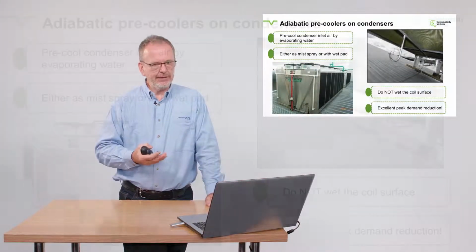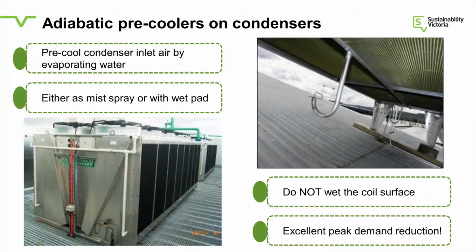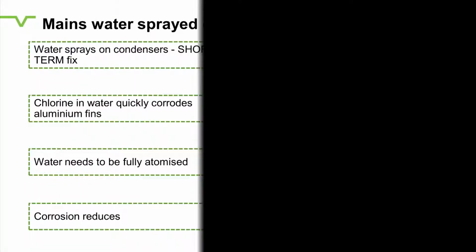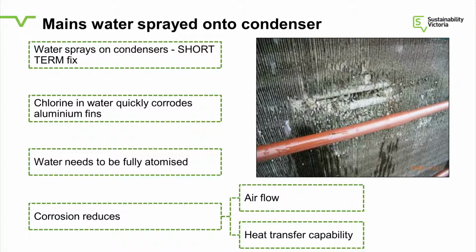Adiabatic cooling is a really good idea. By pre-cooling the air, you're taking that edge off and you're having the energy gain. It can be a mist spray or a wet pad, but the important point is not to wet the coil. You do not want to get that water onto the fin coil, which is a sensitive aluminium and copper device. The reason is that the copper and aluminium fins are attacked by the chlorine. So if you spray water onto the condensers, at best it is a short-term fix.